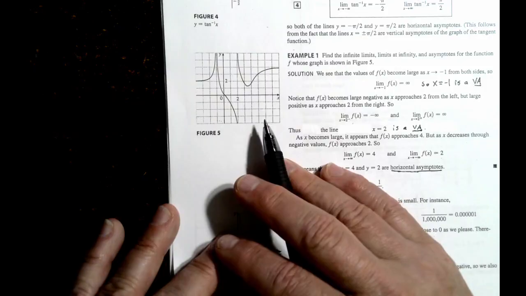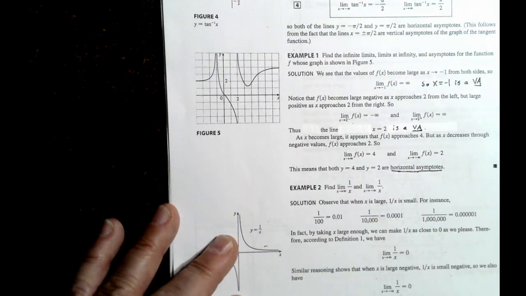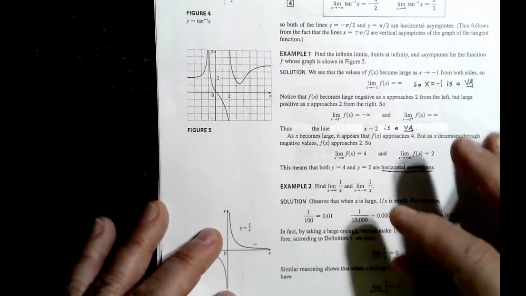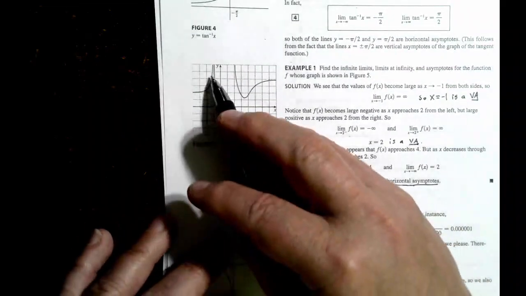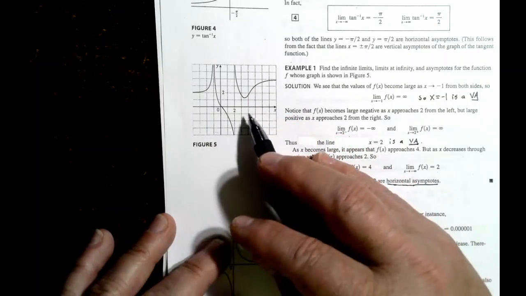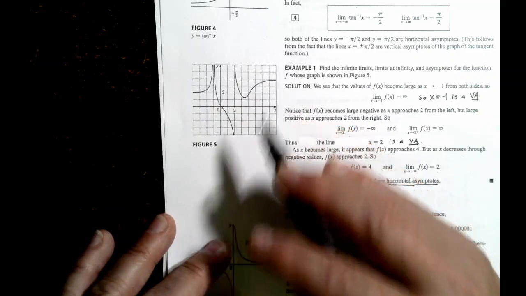There's another way you can show something is a vertical asymptote. That's by taking the left or right-handed limit and showing that it goes off to infinity or minus infinity. That's another way of showing something has a vertical asymptote. So we've got a vertical asymptote here at -1 and at +2. We have a horizontal asymptote here at 2 and over here at 4.